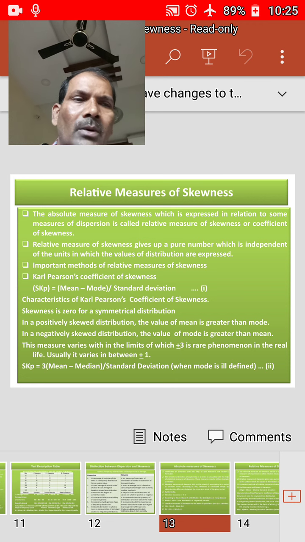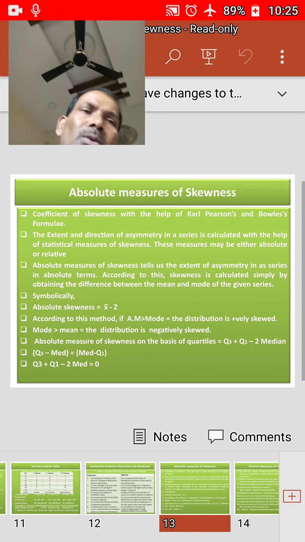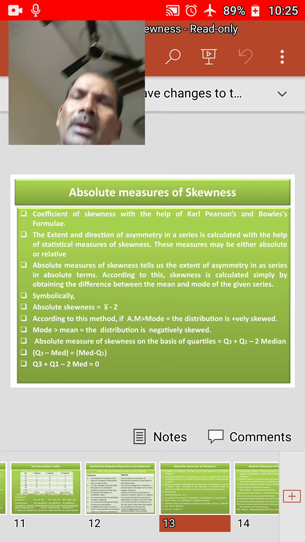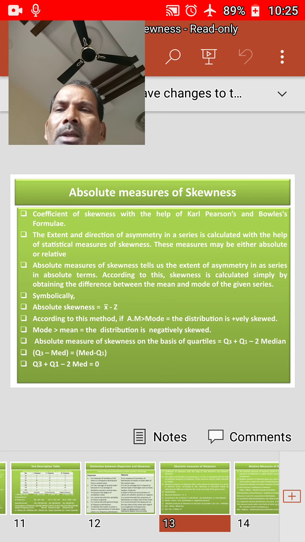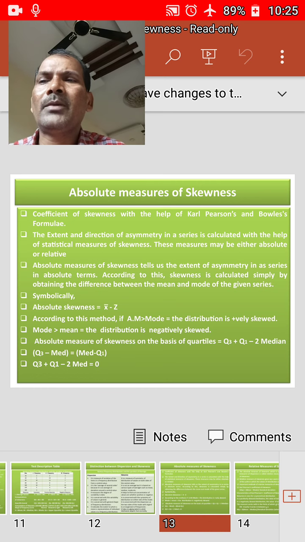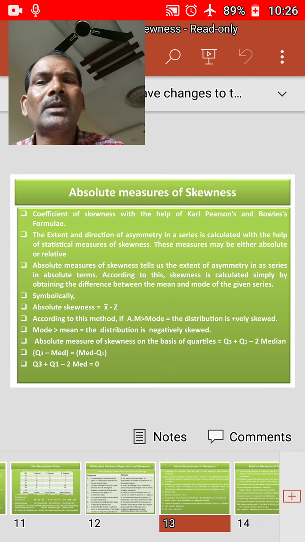Before this, the absolute measure of skewness is considered to be unsatisfactory on account of certain points. One is that the absolute measure of skewness is expressed in the same unit in which the values of the distribution are expressed. Hence, it is not useful to compare two or more distributions whose values are expressed in different units. Two or more distributions may have similar frequency curves, but in one series the difference between mean and mode in absolute terms may be greater, while in others it may be smaller. Thus, absolute measures of skewness do not help to compare frequency distributions.